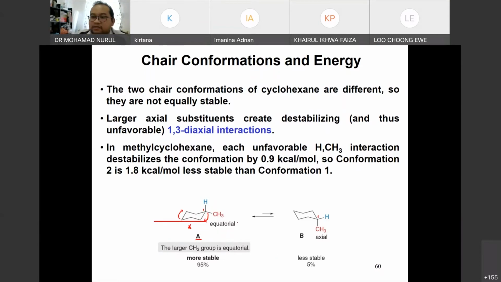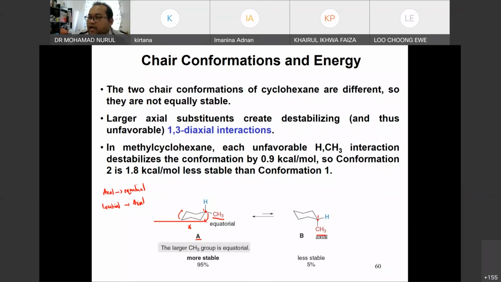By using the rules that I stated, axial goes to equatorial, and equatorial goes to axial. So this one is the equatorial position, and carbon number 1 is here. I will hold it here. When we pull down the carbon, it becomes axial.